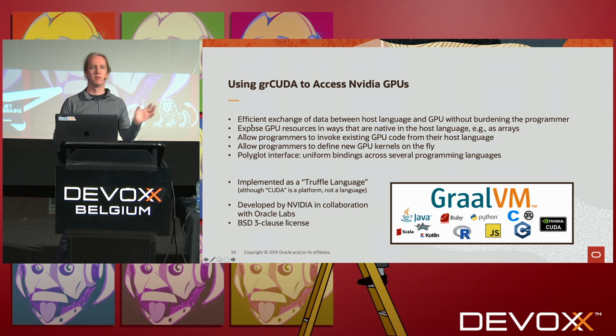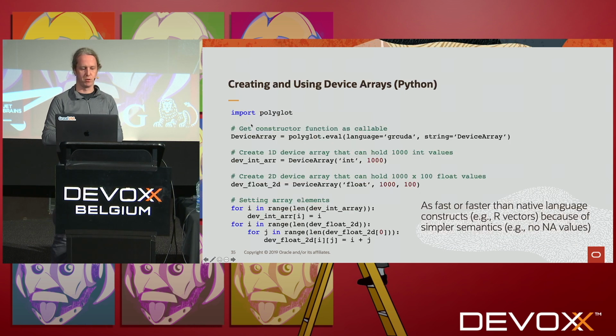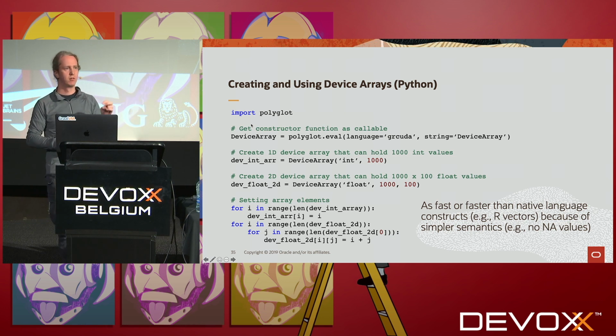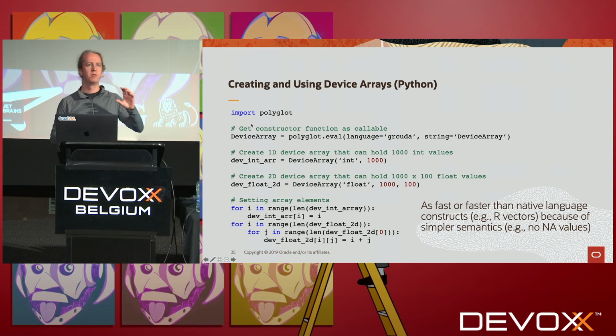It's developed mainly by NVIDIA in collaboration with Oracle Labs under a BSD license. And I just want to show some code here. So the main point is this device array class that we're using here to create an array, single or multi-dimensional array, in a memory region that's visible both on the CPU and the GPU.